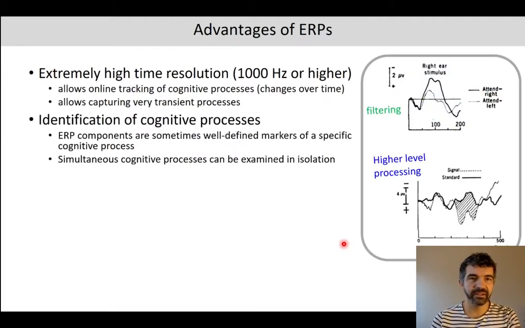Another advantage is that ERPs are closely linked to specific cognitive processes. Because of decades of research, for a lot of EEG components, it is pretty clear what they indicate. And so they can be used as markers for specific cognitive processes. For example, if you have a behavioral difference between two conditions, you can use ERPs to see which cognitive process is responsible for the behavioral difference that you see.